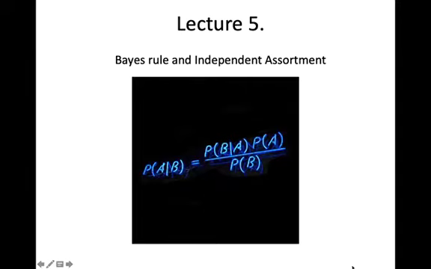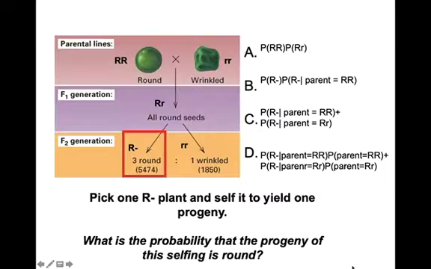Okay, welcome to lecture 5. In today's lecture, we'll be discussing something called Bayes' rule, and we'll also be discussing independent assortment.